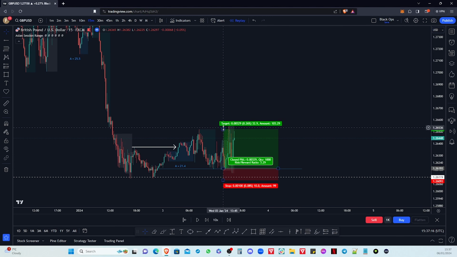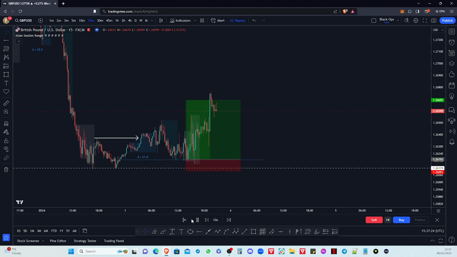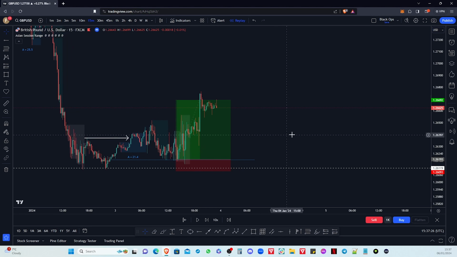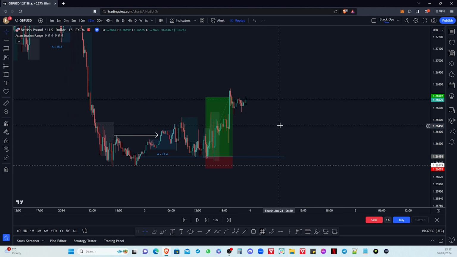Or if you don't want to target the high, a good target would be a 1 to 3 in general, or a 1 to 5. So you can just take it to there, and I'm sure price will come and tap that as well. And as you can see, it does in the same day, which is really good. And that's one example of a trade.